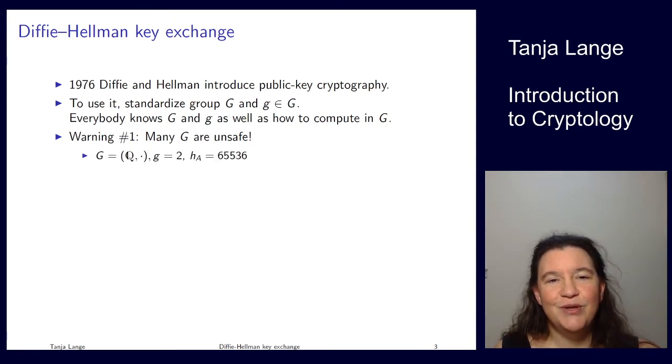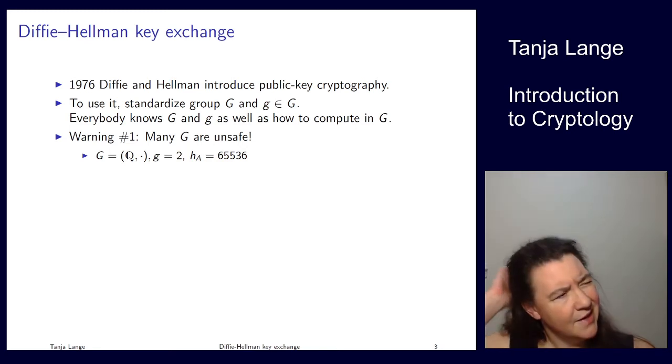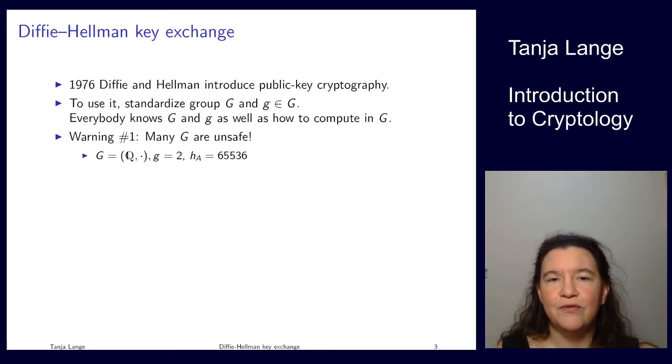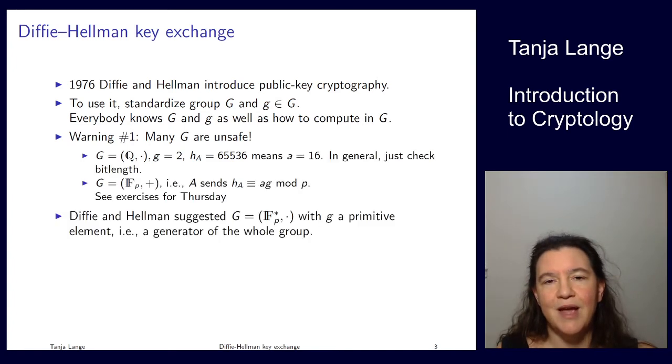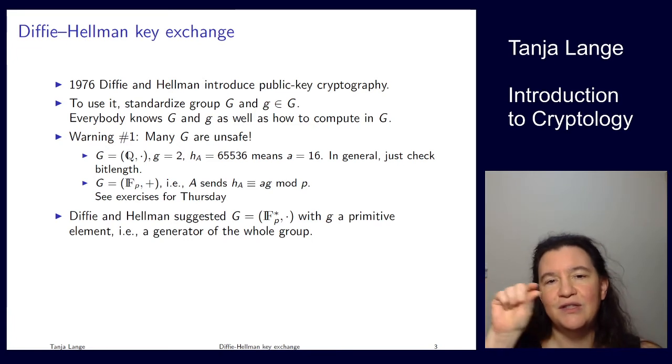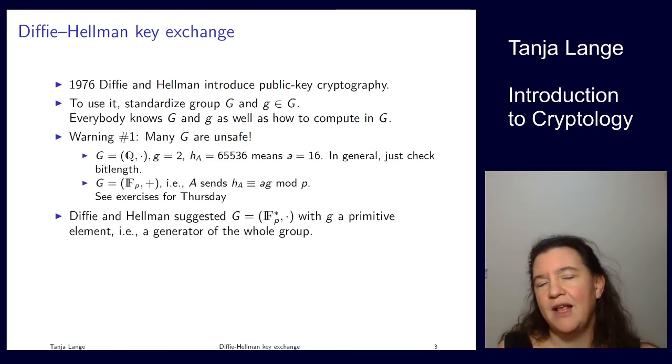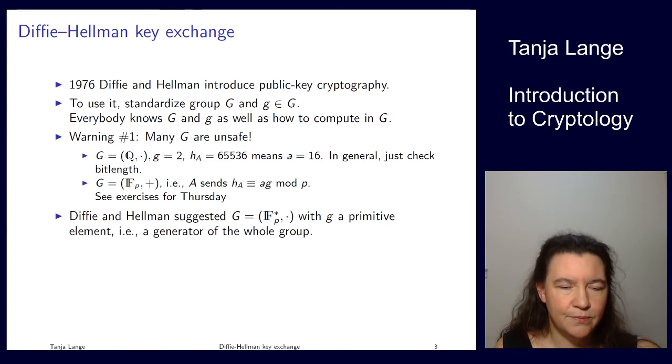If you were using the rational numbers with multiplication, say you take generator 2, so you're not actually getting the whole group of the rational numbers, you're getting a subgroup of that. Then if you see that Alice's key is 65536, you can either convert that quickly to binary to see what it is, or you have to know that this just means it's 2 to the 16. So you can just look at how many bits the number has, because it's 2 to the number. That means as many zeros as there are in the binary representation, that's the exponent. So that is absolutely insecure.